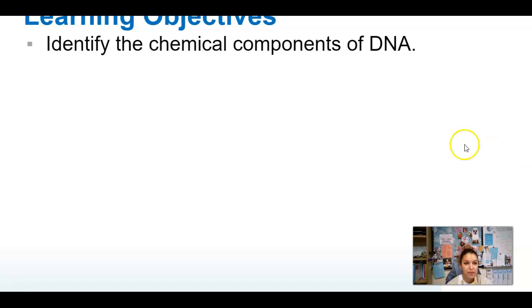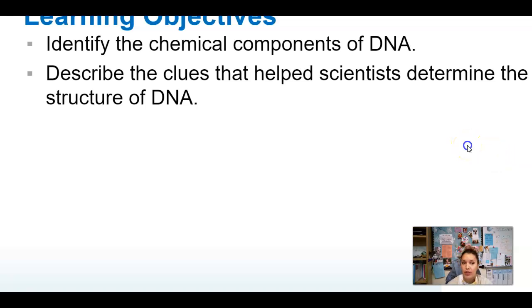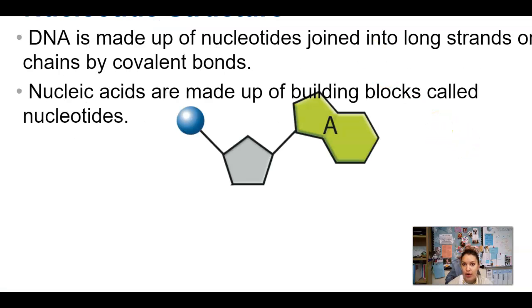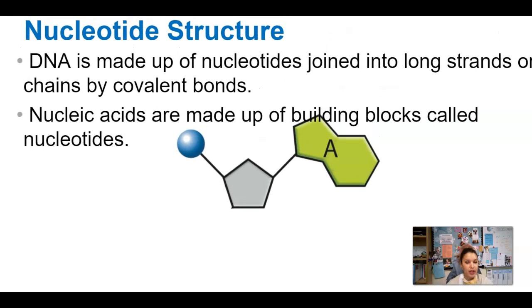All right, so we're going to identify the chemical components of DNA. We're going to describe the clues that help scientists determine the structure. We're going to explain what the double helix model shows about DNA. And here we go. I mentioned this earlier in the year when we did our pretest and when we were talking about our macromolecules. So DNA is made up of nucleotides joined into long strands or chains by covalent bonds.